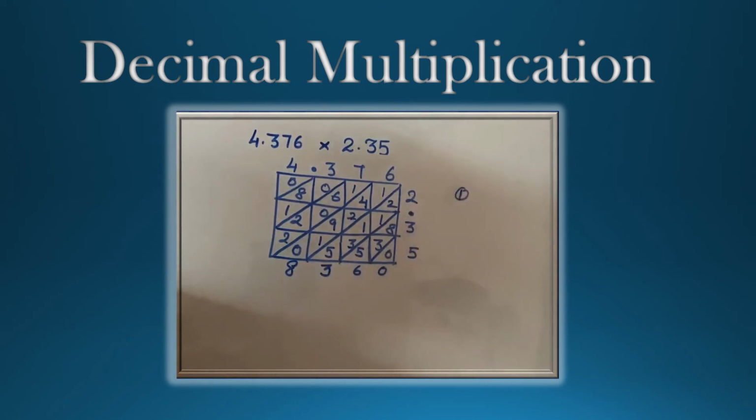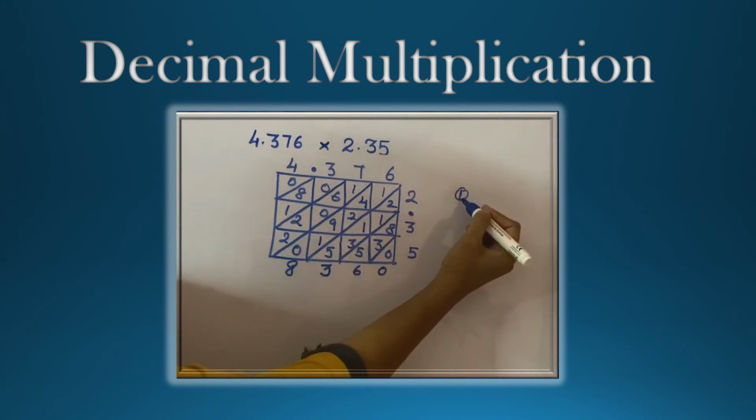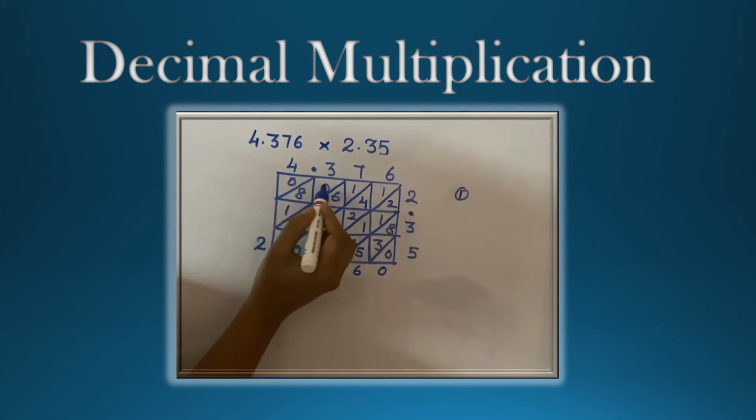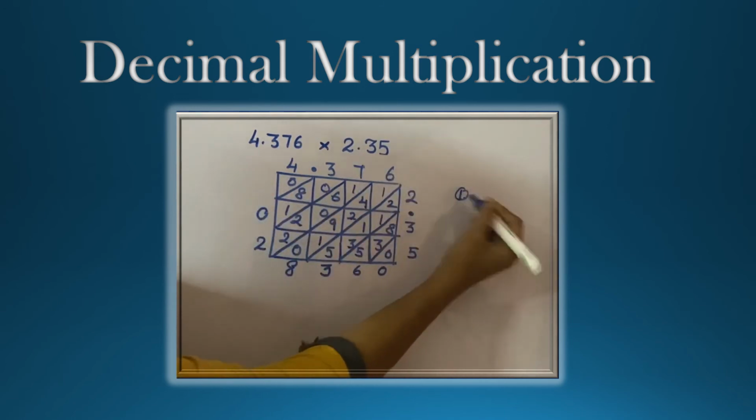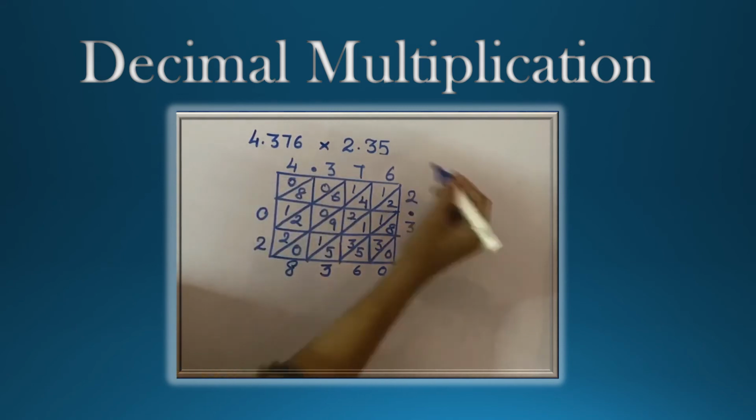Carry 1. Next, this block: 1 plus 6, 7, 7 plus 2, 9, 9 plus 2, 11, plus 1, it's 12. Carry again 1. Next, 0 plus 8, 8 plus 1, 9, 9 plus 1, it's 10. So put 0 and then again carry 1. Next, in this block we have only 0, so let's take the carry 1 here.